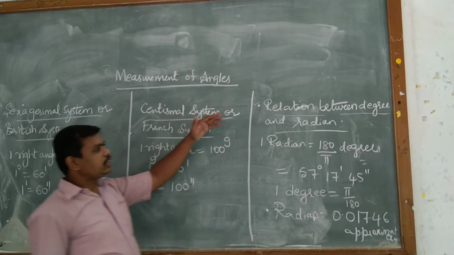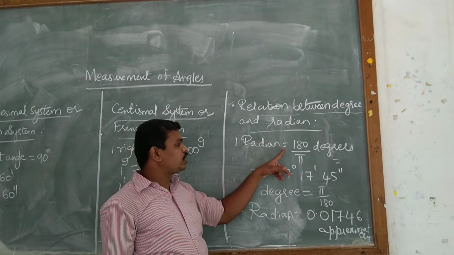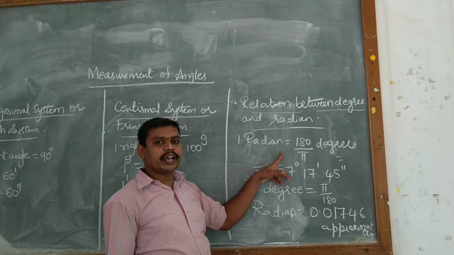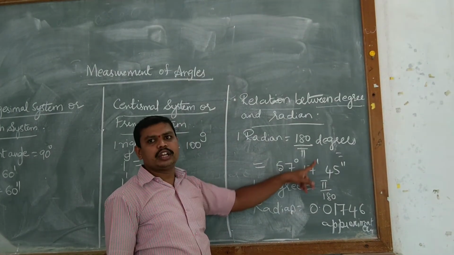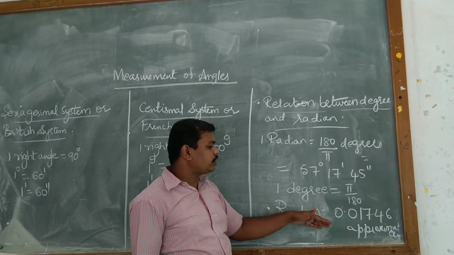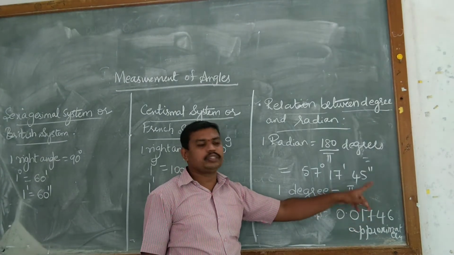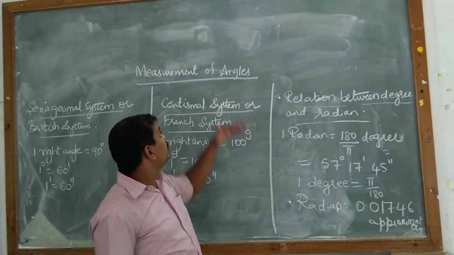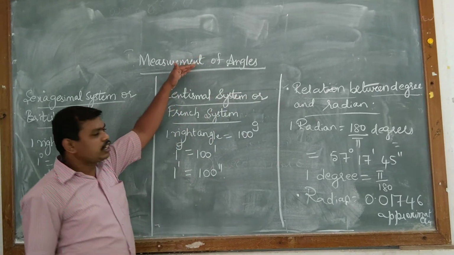Then we have the relation between the degree and radian. That is, 1 radian is equal to how much? 180 by pi degrees. When you calculate it, you are going to get 57 degrees, 17 minutes and 45 seconds. And the approximate value of 1 degree in radians is 0.01746. Okay students, this is all about the relation between the degree and radian.